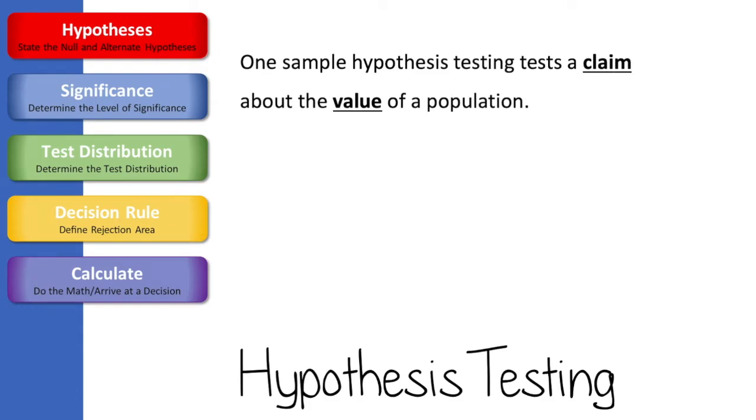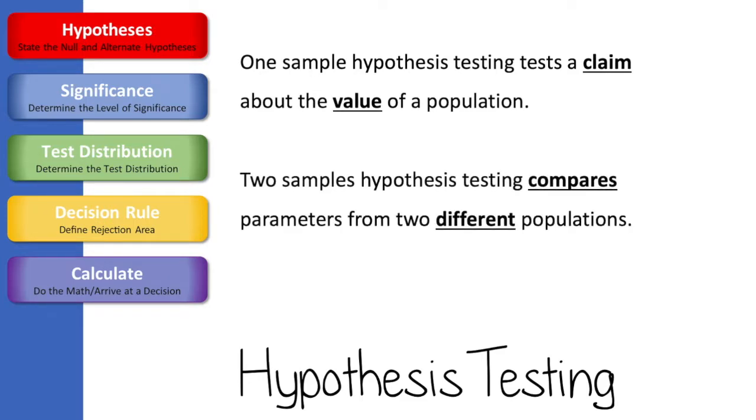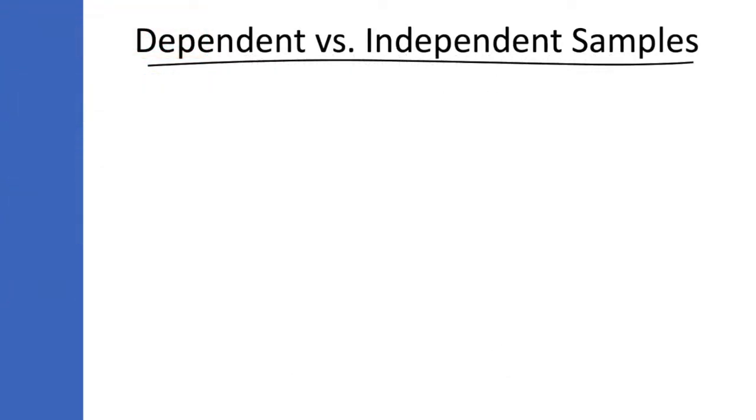One sample hypothesis testing tests a claim about the value of a population parameter. That's the unit we just finished. Two sample hypothesis testing compares the parameters from two different populations. Now, before we jump into how this works, first we need to make the distinction between dependent and independent samples.